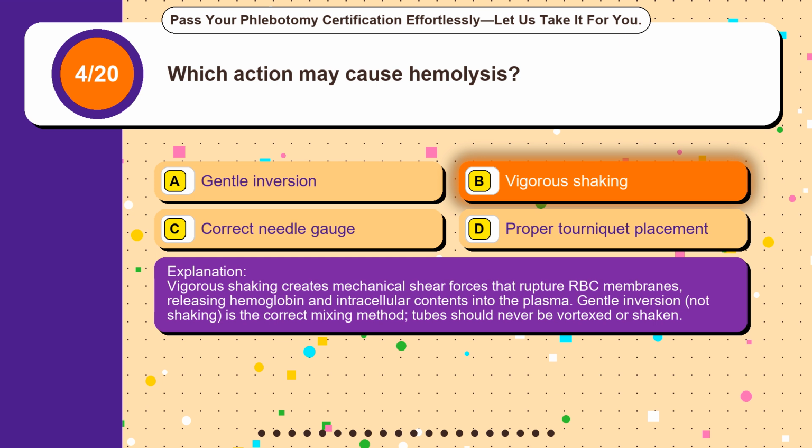Vigorous shaking creates mechanical shear forces that rupture RBC membranes, releasing hemoglobin and intracellular contents into the plasma. Gentle inversion, not shaking, is the correct mixing method. Tubes should never be vortexed or shaken.